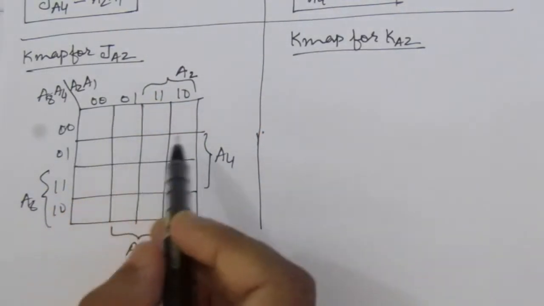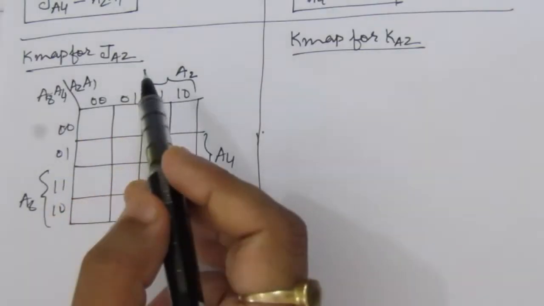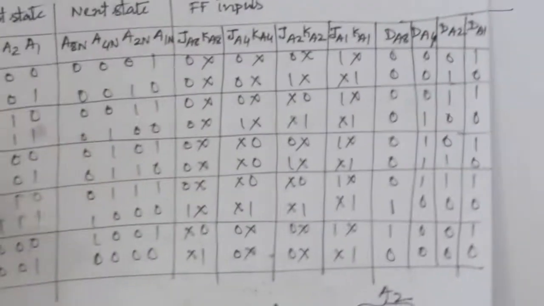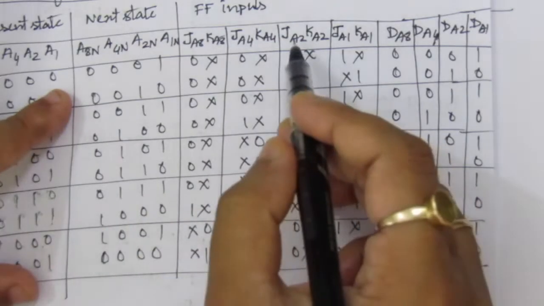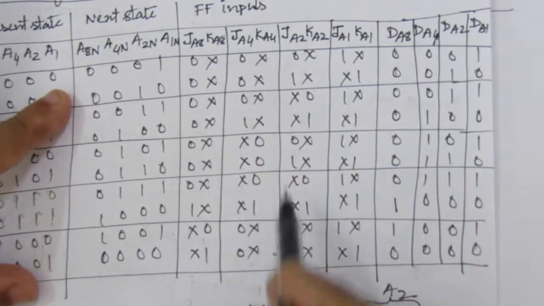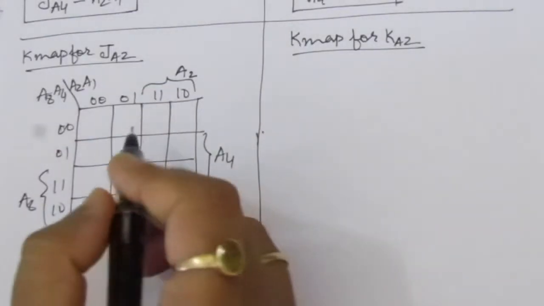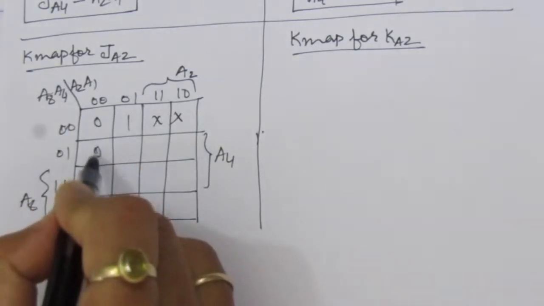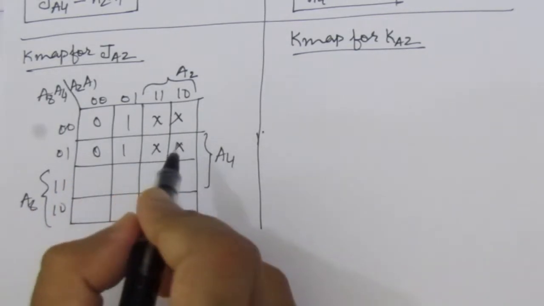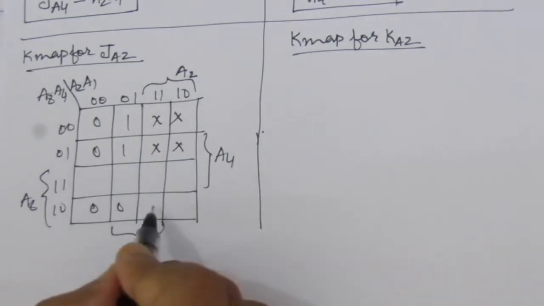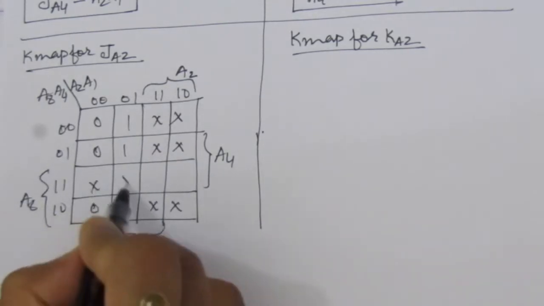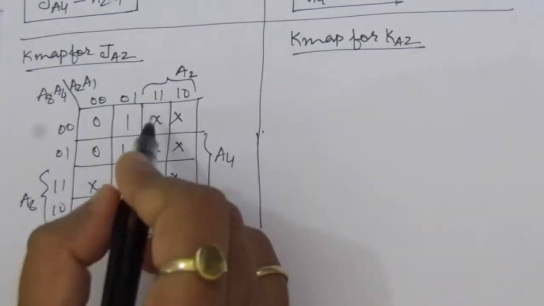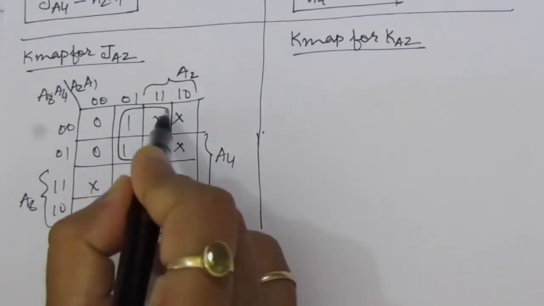So we have to fill up this 4 variable map for JA2 with the values of this JA2 column. So now we have to use these JA2 column values. So 0 1 don't care, don't care, 0 1 don't care, don't care, 0 1 don't care, don't care, and 0 0. The remaining are the don't care conditions because they are the unused states. We can have only one combination.